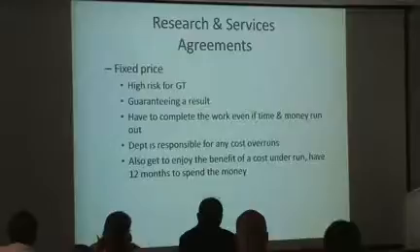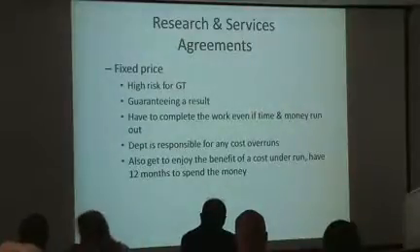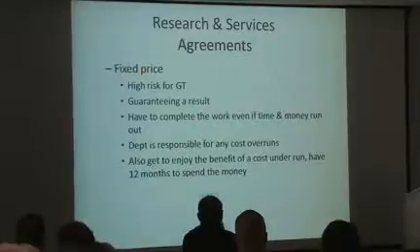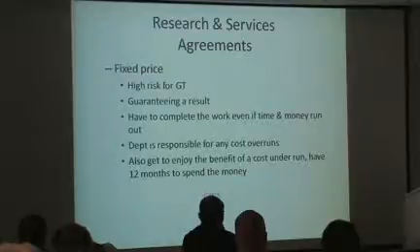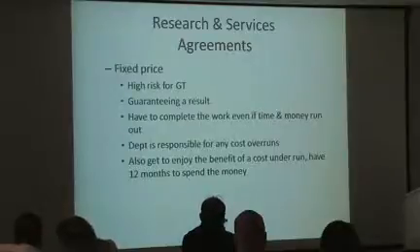Fixed price is higher risk for Georgia Tech because you have to predetermine the bottom line. If it's $100,000, it's $100,000. And if it costs you $150,000 to do the work, you still have to do the work, and you're in for the whole $50,000. And just know that the department is directly responsible to GTRC. GTRC will eat that, but they'll come after the department for that, and they do.